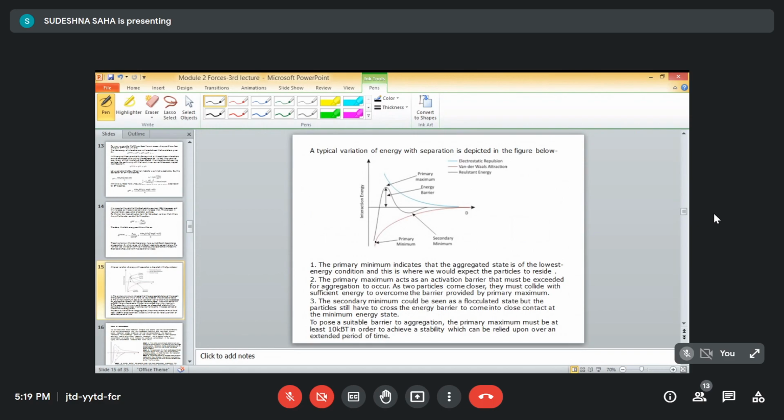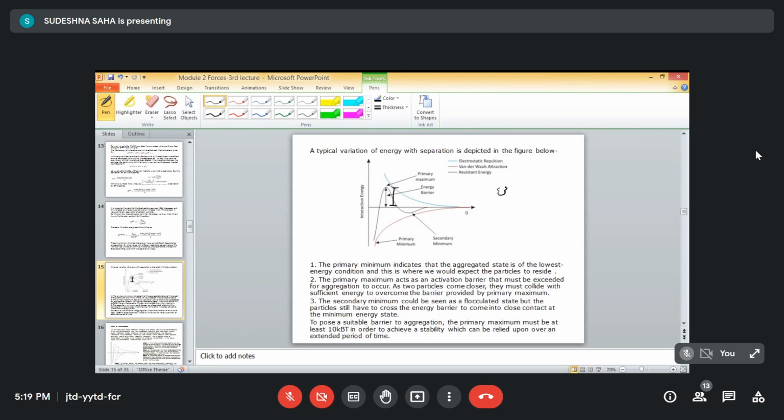Then this is the primary minimum, and this is where the coagulation takes place. Now this is the energy barrier that you have to overcome in order to actually go for coagulation. There will be a secondary minimum where flocculation can take place, but this has to be overcome in order to have coagulation. Now, what is the basic difference between flocculation and coagulation?